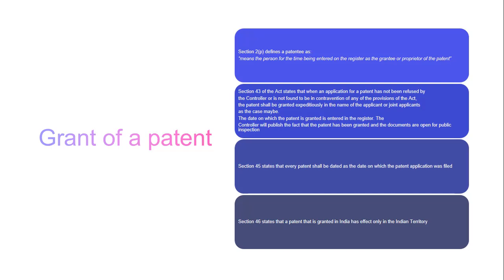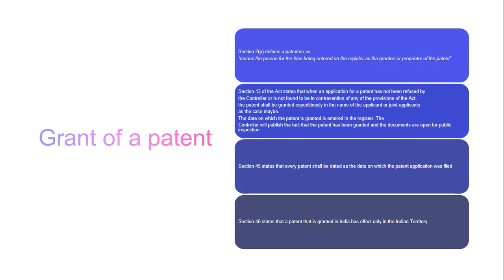Now, once the patent has been granted, the controller will publish this fact that the patent has been granted and documents are open for public inspection. For example, if somebody wants to see the FER, the FER is generally public even before the patent has been granted. But for example, the deposit of the biological material which has been made at the IDA, or if you need more information about the applicant, all this becomes public after the grant of the patent. So this is section 43.